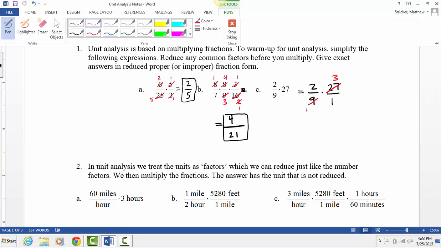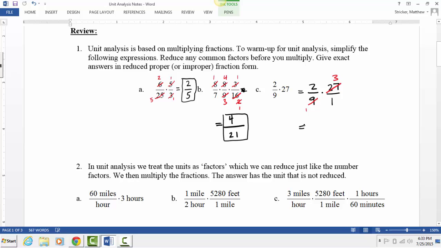And so multiplying across, on the top we have 2 times 3 is 6. And on the bottom we have 1 times 1, which is 1. And 6 over 1 simplifies down to 6.